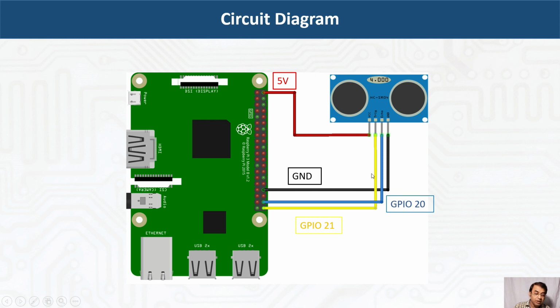So ground is connected to the ground pin of Raspberry Pi, and VCC is connected to the 5 volt of Raspberry Pi. Trigger pin is connected to GPIO pin number 21, and echo pin is connected to GPIO pin number 20. Already I told you the purpose of trigger pin and echo pin. Trigger pin is used to generate the pulse, and echo pin will receive the pulse.